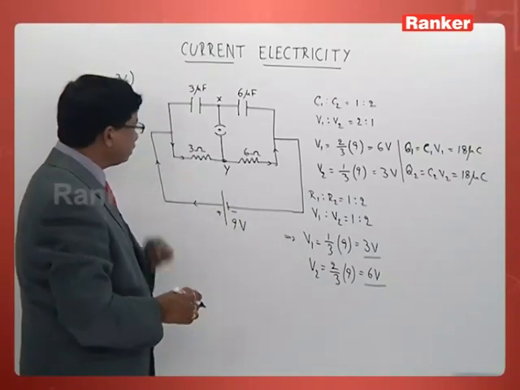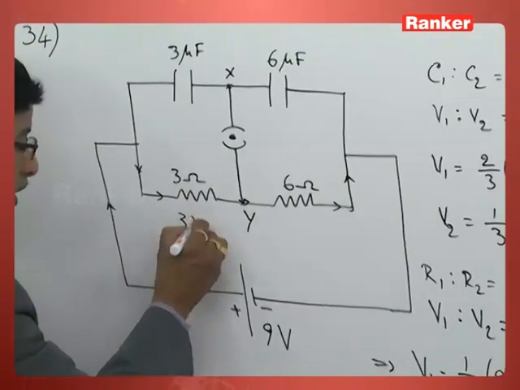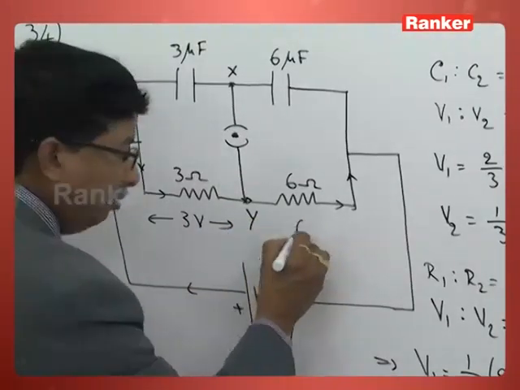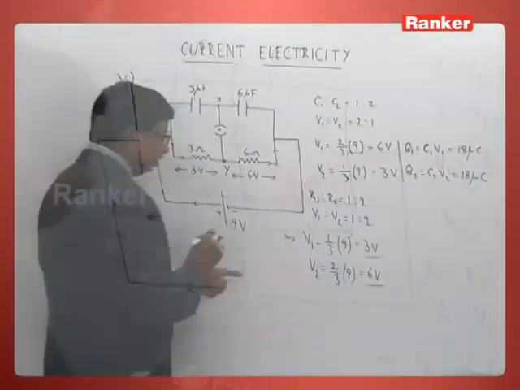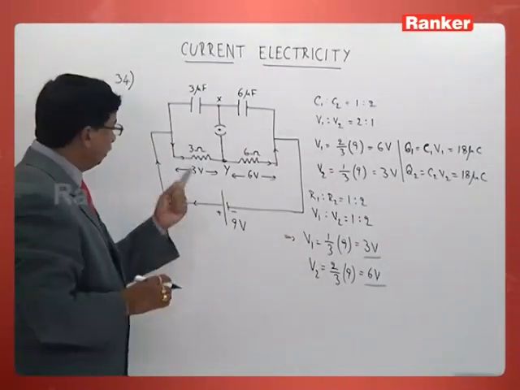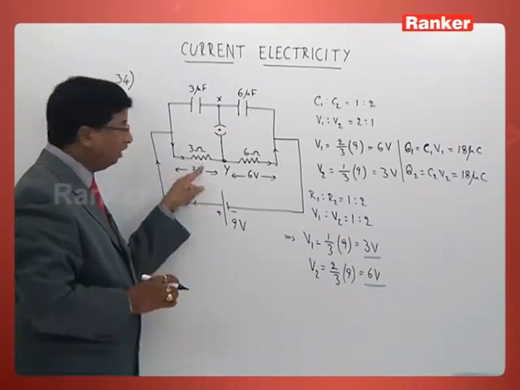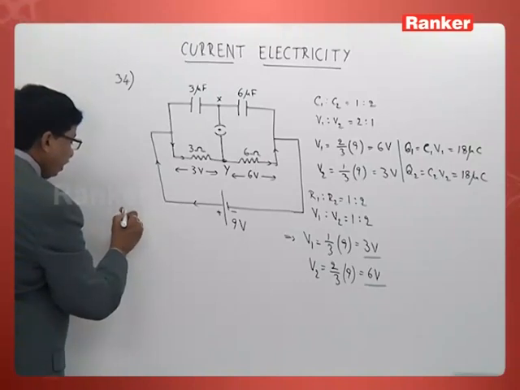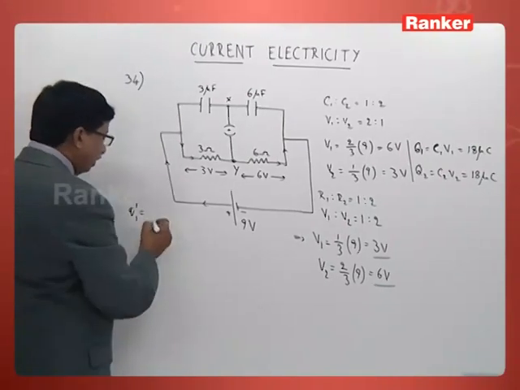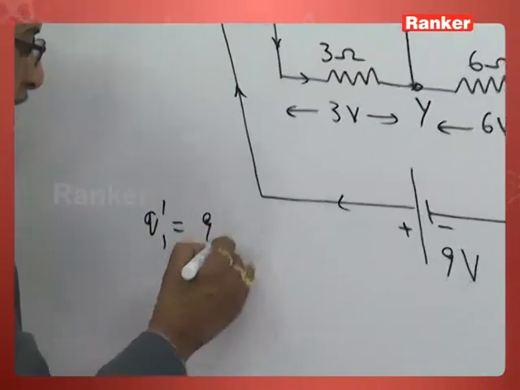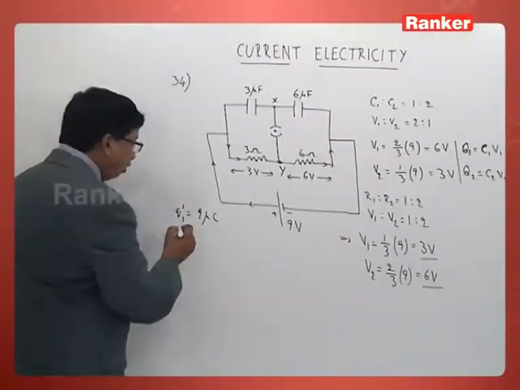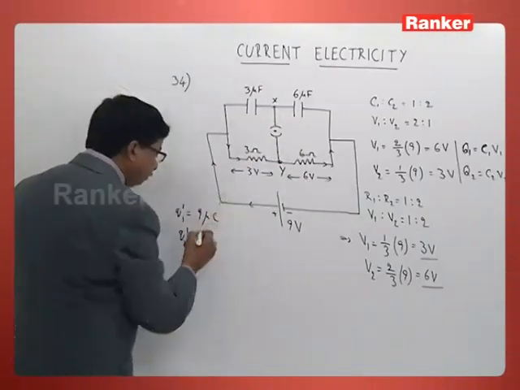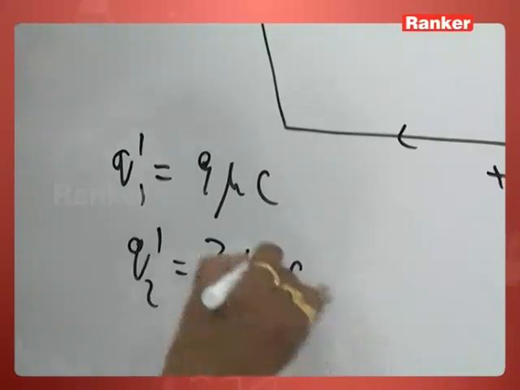What is the PD across the first one now? It is now 3 volt. That is what we have calculated. What is the PD across the second one now? It is now 6 volt. That also has been calculated. So according to this 3 volt, it gets some charge. What will now be the charge Q1 dash on the first? It is 3 into 3, that will be 9 microcoulomb. And what would be the charge on the second one now? Q2 dash. It is 6 into 6, 36 microcoulomb.